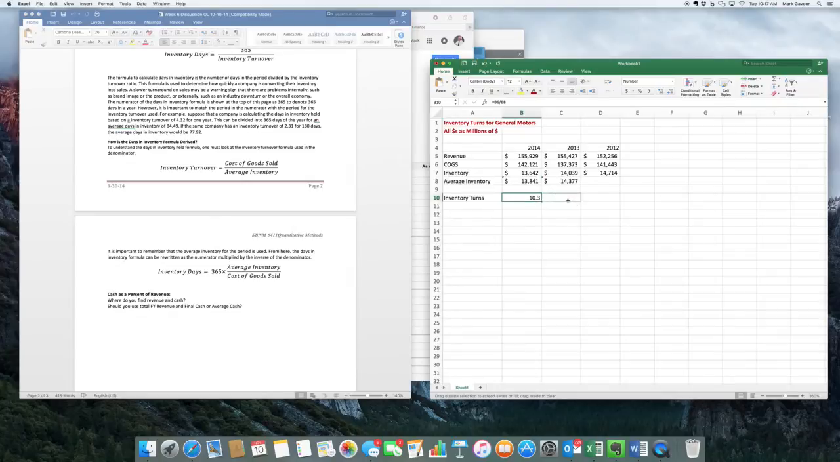And if I copy that cell over once, their turns went up, so they're cycling through their inventory. Cost of goods sold is the total amount of inventory they had at one point during the year in terms of cost, divided by the average inventory, what they have on hand. That tells you the amount of times they cycle through that inventory. Days coverage. So it's inventory days coverage.